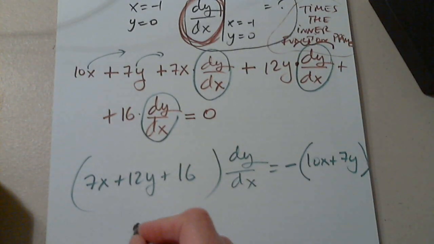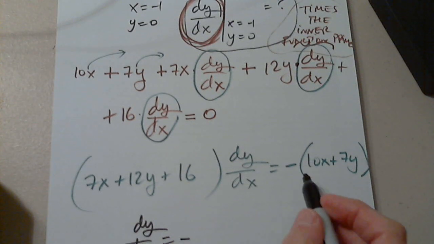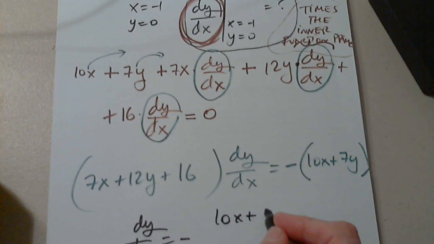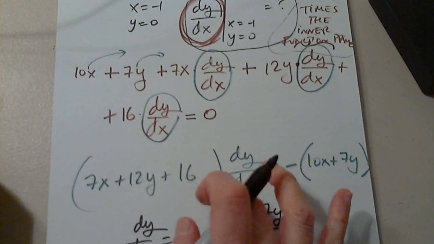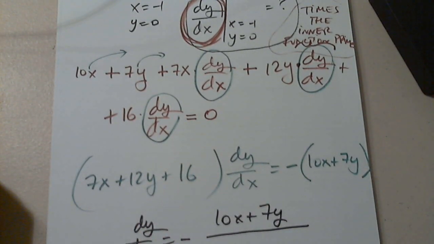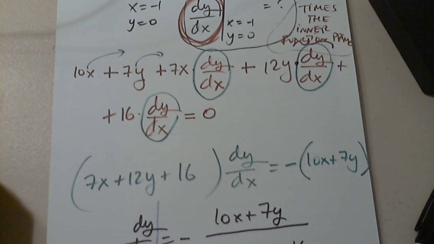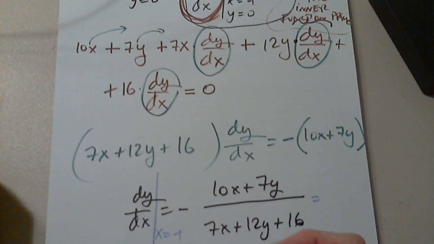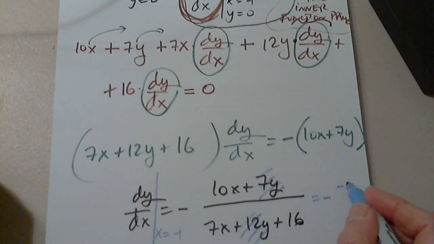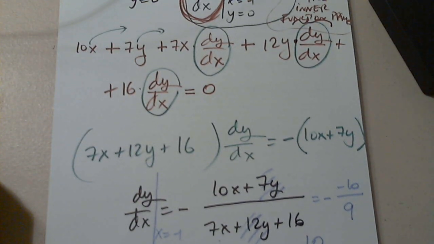Perfect. So then I solve for dy over dx. There is a minus in front, 10x plus 7y at the top, and these three terms together in the denominator. Only now I can say I'm ready to plug in x equals -1 and y equals 0. When y is 0, this disappears because it's y times 0. This is -10 at the top. This is -7. 16 minus 7 is 9. Negative with negative, final answer 10/9.